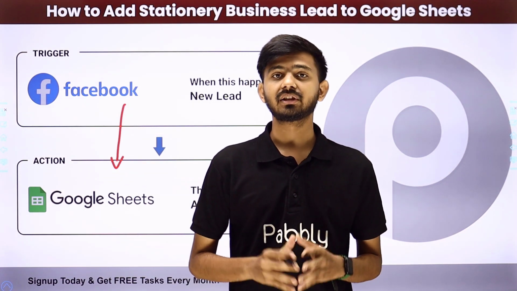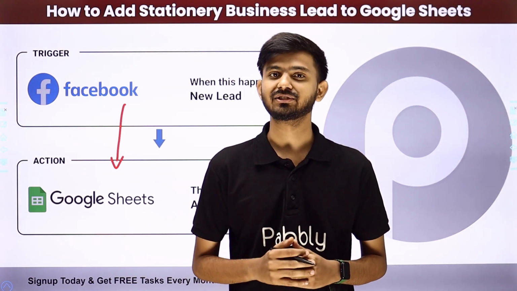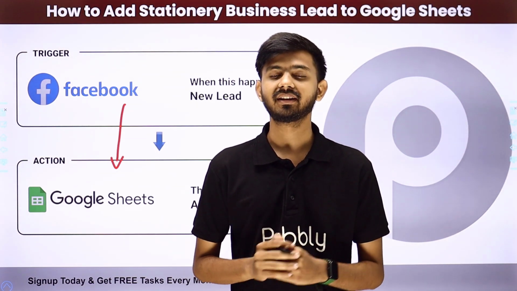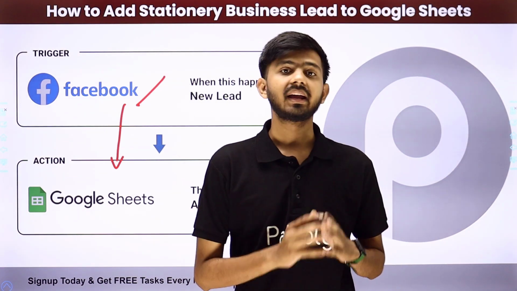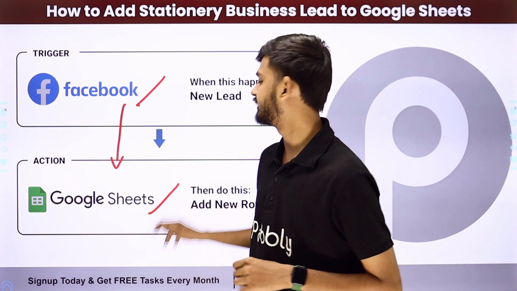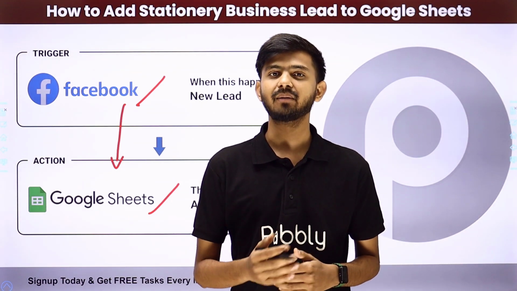For creating this integration, I'm going to use Pabbly Connect, which is an amazing software for automation and integration. In Pabbly Connect, I will use a trigger and an action. In the trigger application, I'm going to use Facebook Lead Ads. In the action application, I'm going to use Google Sheets. So how am I going to create this integration? For that, let me take it to my computer screen.